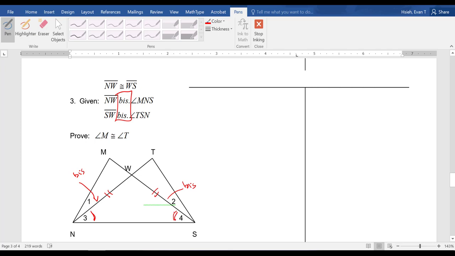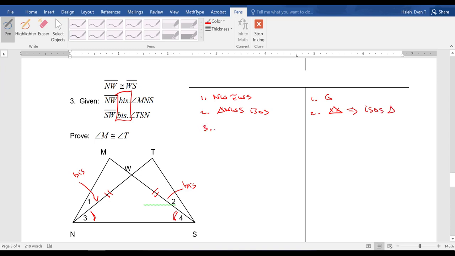And so I'm going to start with NW being congruent to WS. Step 1, that's given. Step 2, you know it's an isosceles triangle. So triangle NWS is isosceles, and the reason would be because if two sides are congruent, then it's an isosceles triangle.